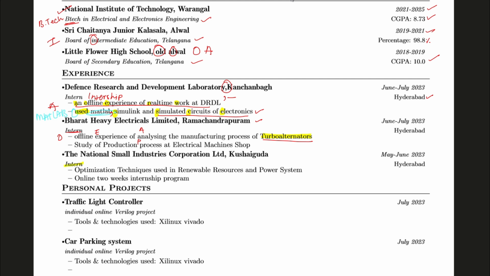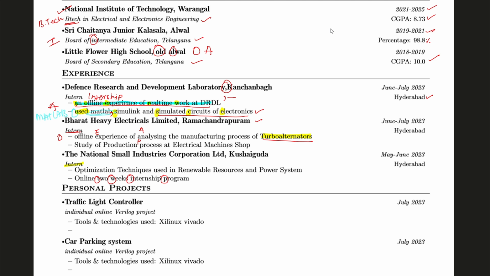Next thing, again, internship, optimization techniques used in renewable resources and power system. So these are small things, but I want you to focus on this again. Online 2 weeks internship program. This is not needed. So you can just directly write 2 weeks online internship. See, this line is not so relevant.